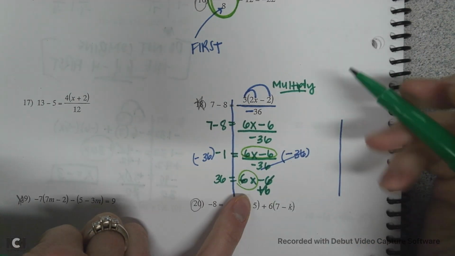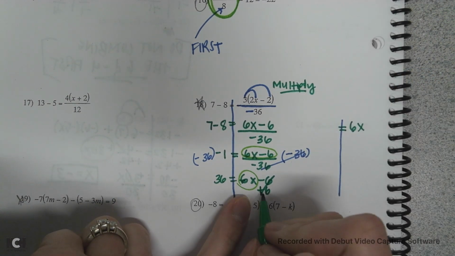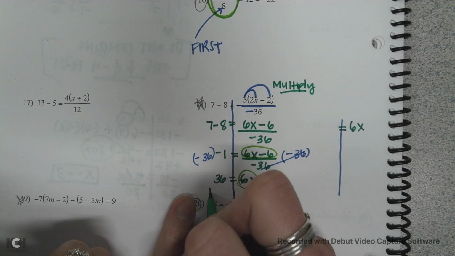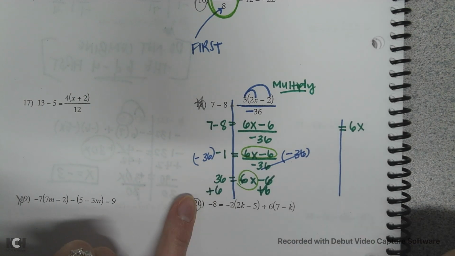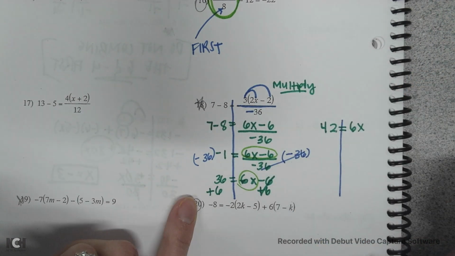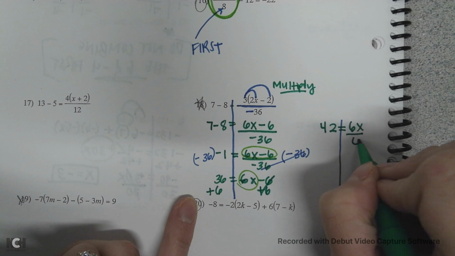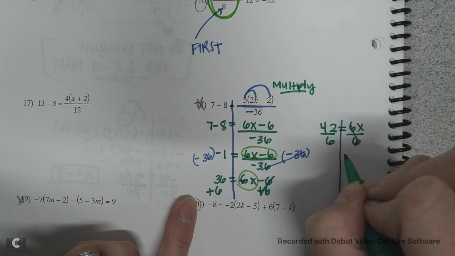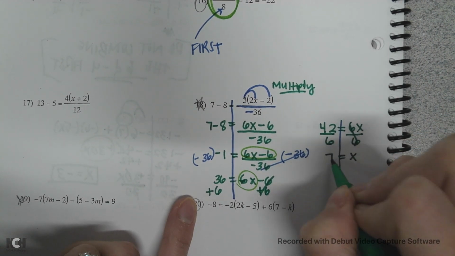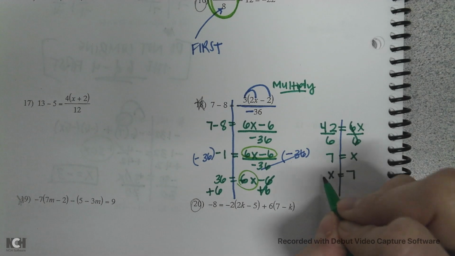Okay, so over on the right-hand side, I still have my 6x. I'm going to put my equal sign there. Since I added 6 on the right-hand side, I'm going to add 6 on the left-hand side. So 36 and 6 make 42. Then we need to get the x by itself, so we're going to do the opposite of multiply. So we're going to divide each side by 6, and x is 7. Or you could write it like this. Oh, sorry, I didn't move enough. X equals 7.